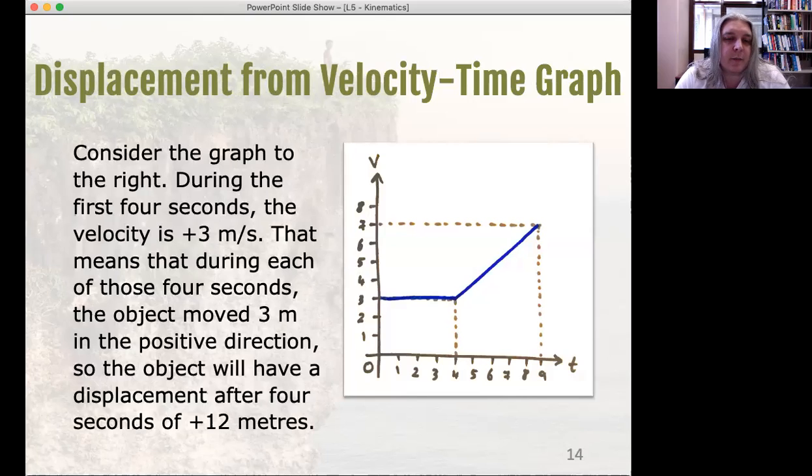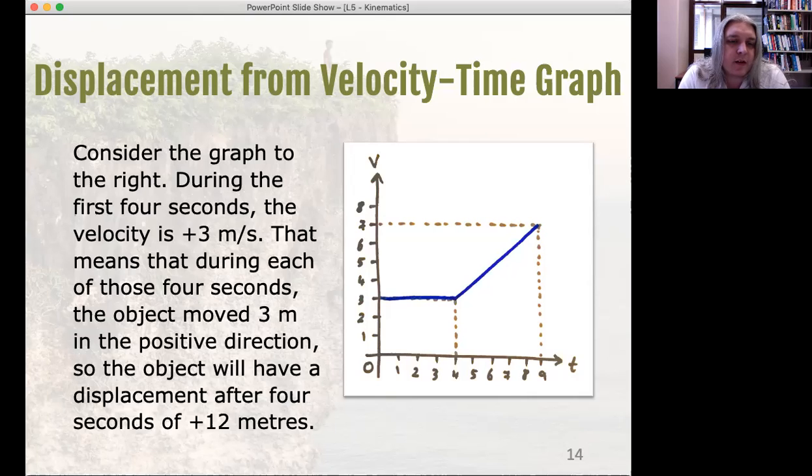Then the next thing to think about is displacement from a velocity time graph. So we're given a velocity time graph. How do we get the displacement from it? Look at the first 4 seconds, 4 time units, on this velocity time graph. I've called it seconds and meters in my text there, so for this one we can assume it's meters and seconds, meters per second.